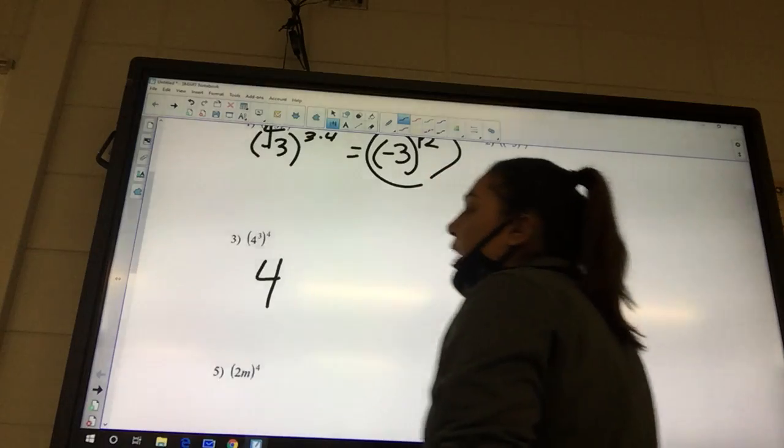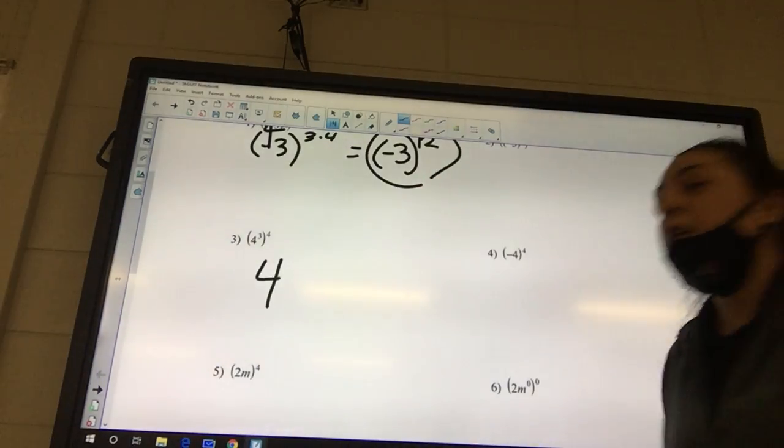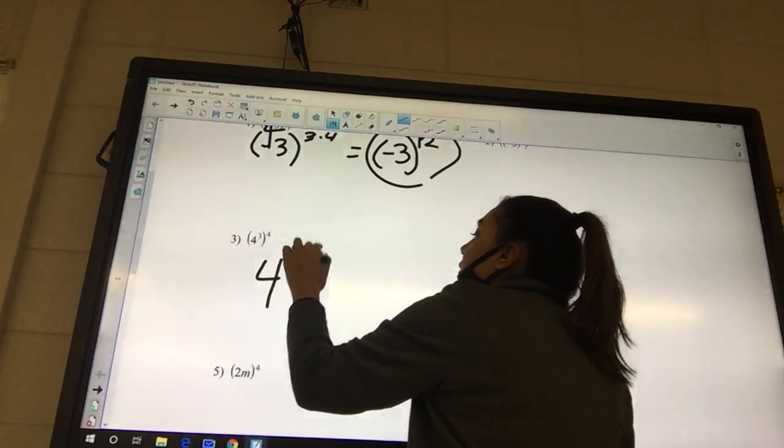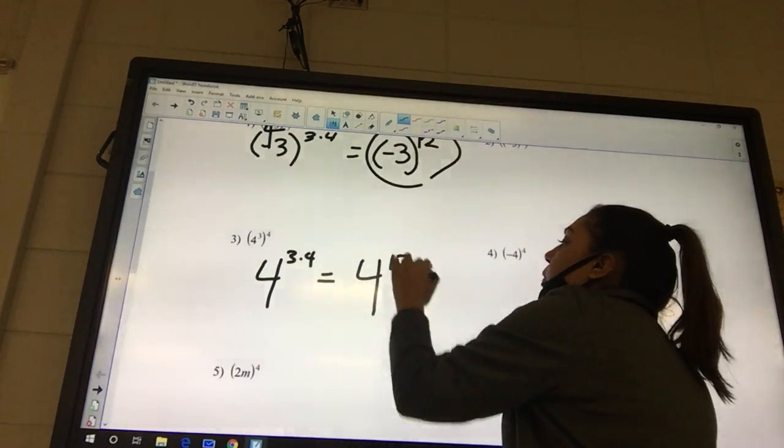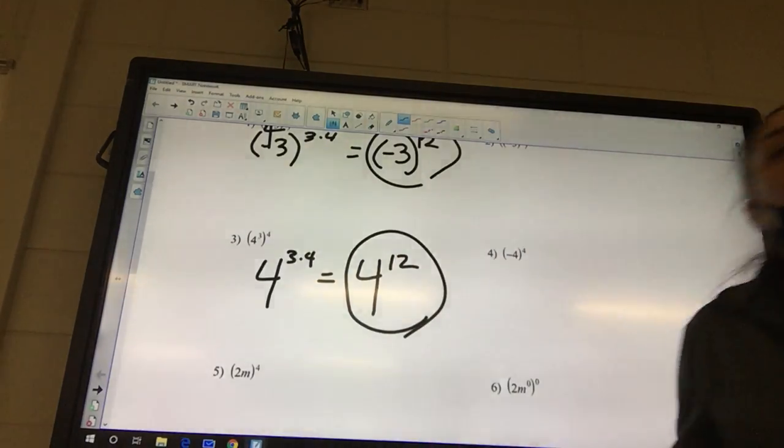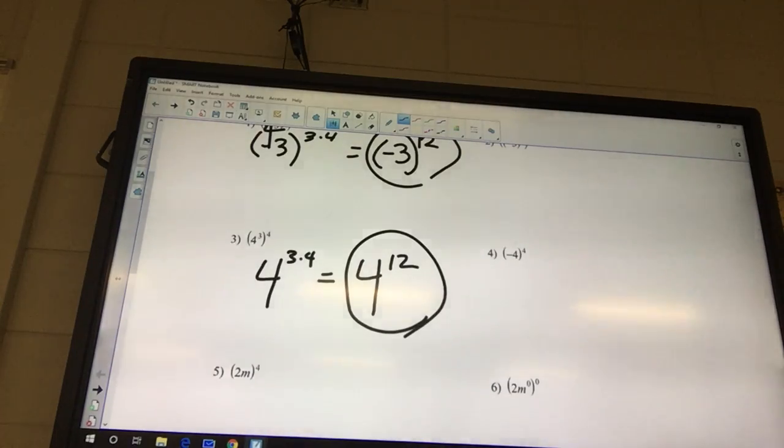Okay, and then we multiply the 2 little ones together. So it's going to be 3 times 4. 12. Yeah, so it's going to be 4 to the 12 again. Okay, what is my base? 4. What is my power? 12.